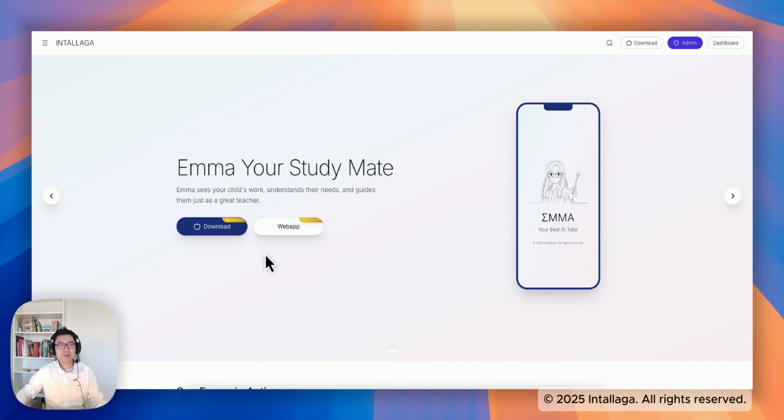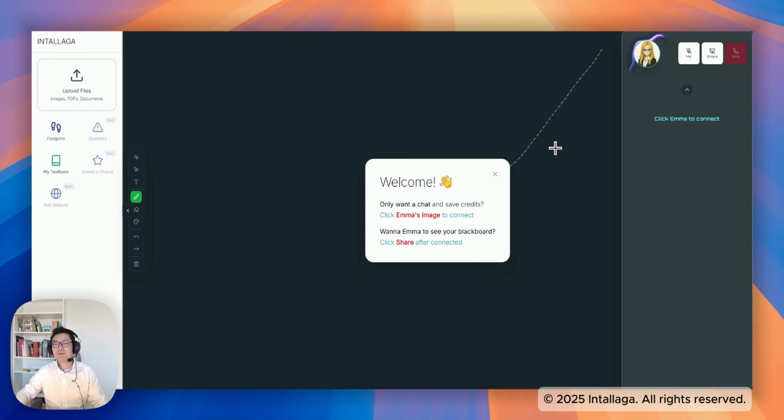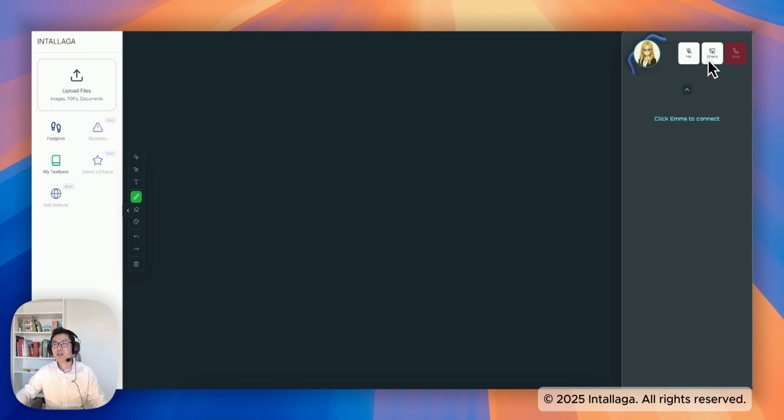So basically, you can use Emma on your iPhone, and you can also use Emma on our website. Just click Web App, and it will lead you directly to the page of Emma. If you want to connect with Emma, just click the image of Emma, and if you want to share your screen, just click the Share Screen button on the top right. Let's get Emma connected. Let's share the screen. Good afternoon, James.